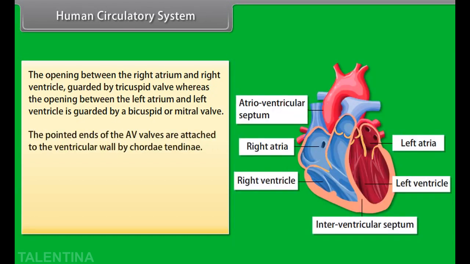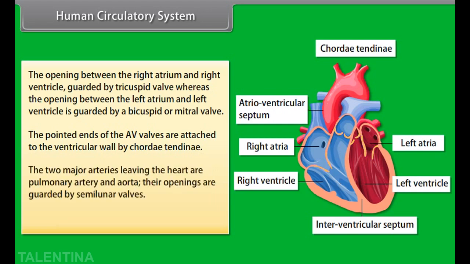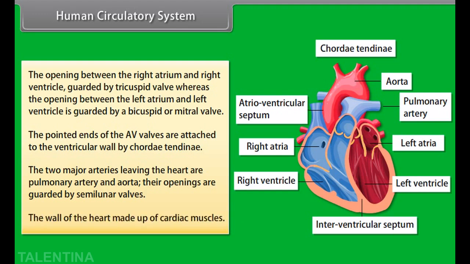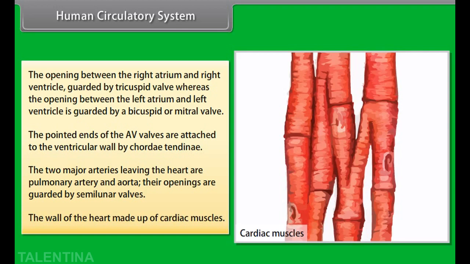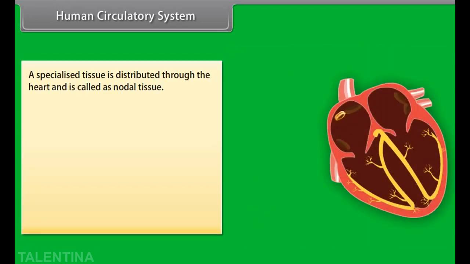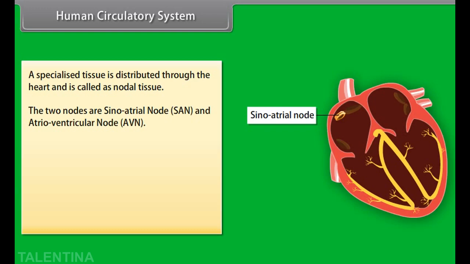The pointed ends of the AV valves are attached to the ventricular wall by chordae tendineae. The 2 major arteries leaving the heart are pulmonary artery and aorta. Their openings are guarded by semilunar valves. The wall of the heart is made up of cardiac muscles. A specialized tissue is distributed through the heart and is called nodal tissue. The 2 nodes are sinoatrial node and atrioventricular node.